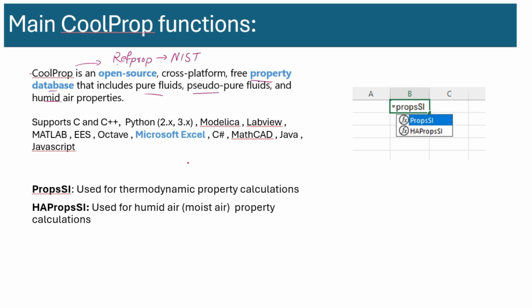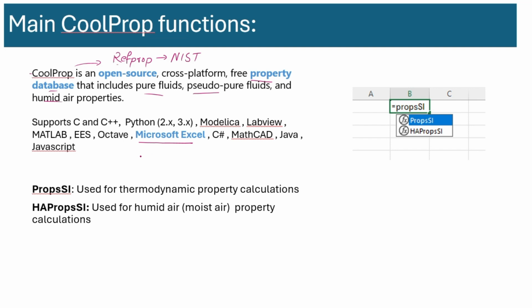Now it supports several platforms. It can be integrated with C and C++, Python, Modelica, LabVIEW, MATLAB, Octave, Microsoft Excel, etc. So in this case, we'll be using Microsoft Excel to integrate the CoolProp. And if you followed the installation procedure, you should have a Microsoft Excel file with working CoolProp formulas in it.